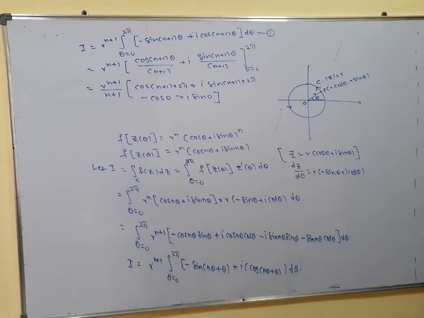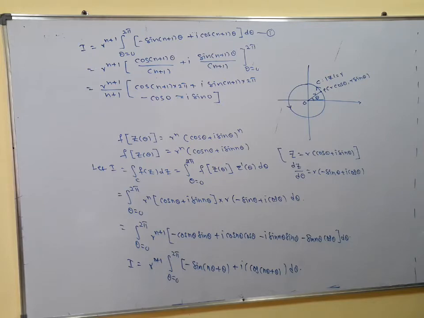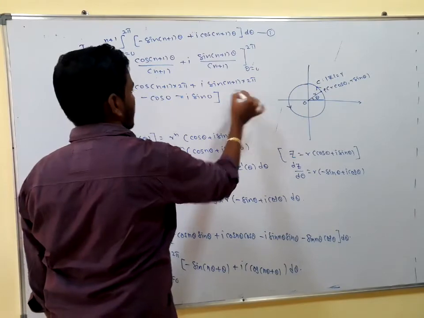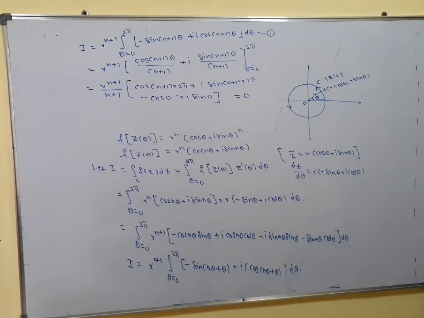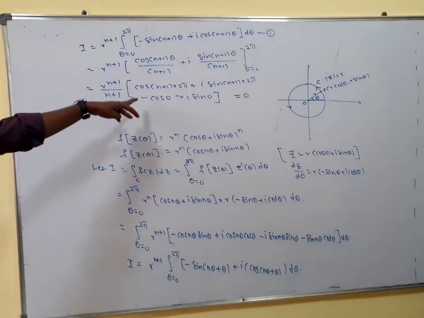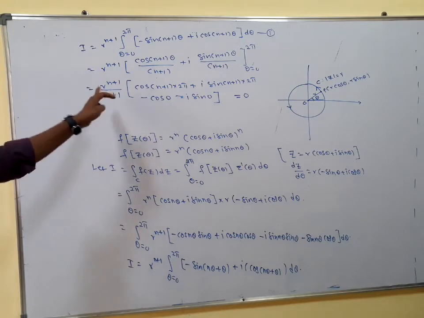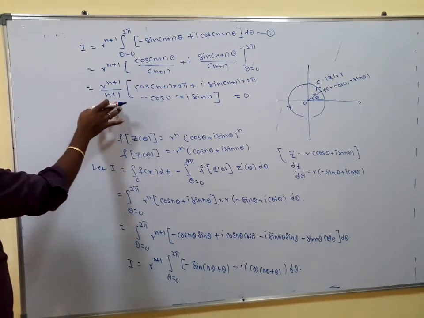In this case, sin (n plus 1) 2 pi, that is sin of 2 n pi plus 2 pi, equals 0. Sin n pi is 0, cos 0 is equal to 1, and sin 0 is equal to 0. Based on that, you will get this result, which is valid for n not equal to minus 1. If n is equal to minus 1, it does not exist.